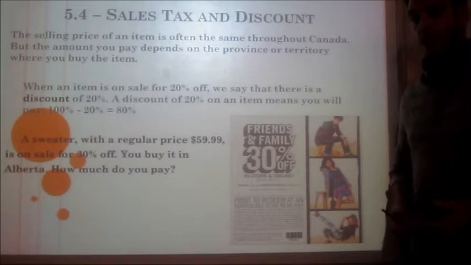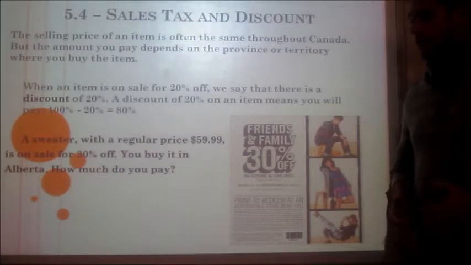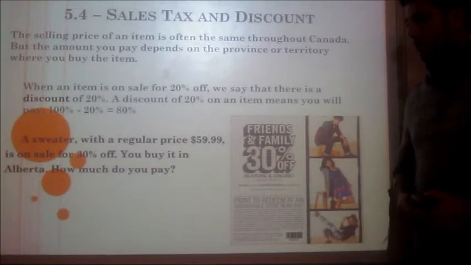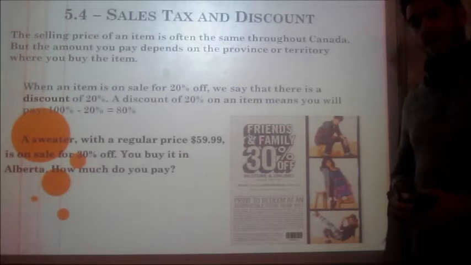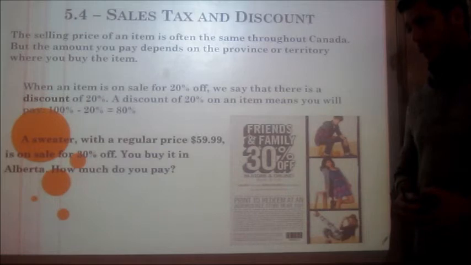Now in the province of Alberta, our current GST, which is our sales tax in this province, is 5%. So let's try a problem. Let's say we wanted to buy a new sweater. A sweater with a regular price of $59.99 is on sale for 30% off. You buy it in Alberta. How much do you pay?